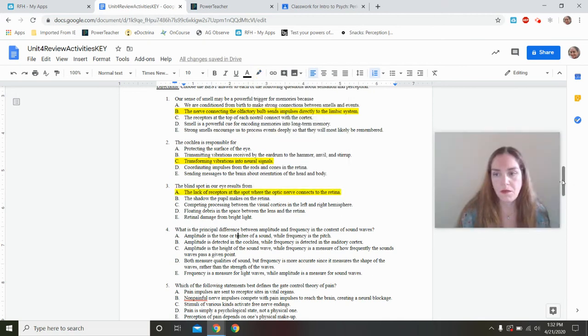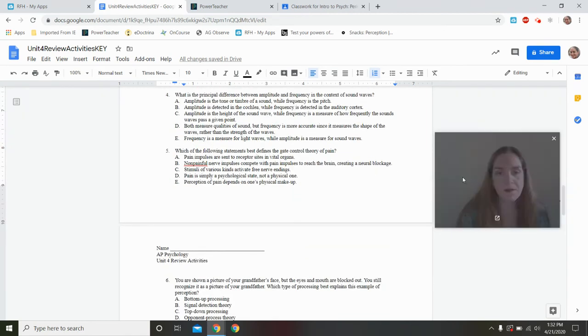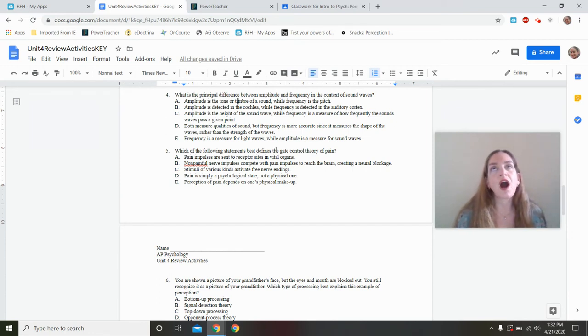Okay. What is the principal difference between amplitude and frequency in the context of sound waves? Okay, so going back to cover the correlation between physical energy and psychological sensation, for sound waves, amplitude is the height of the wave, and that is going to translate into loudness. Frequency is the wavelength or the number of times a wave completes a cycle in a given space, and that is going to be pitch.